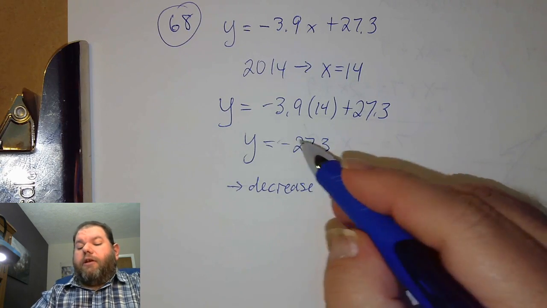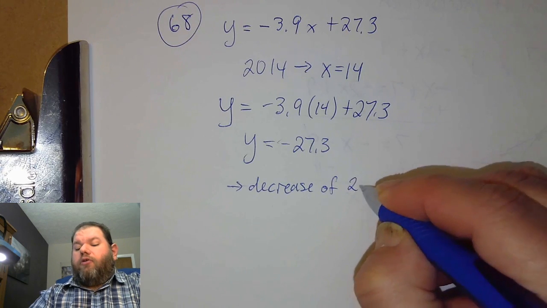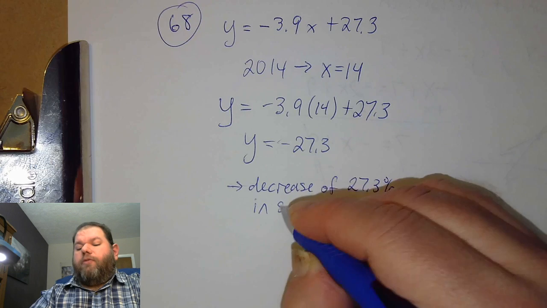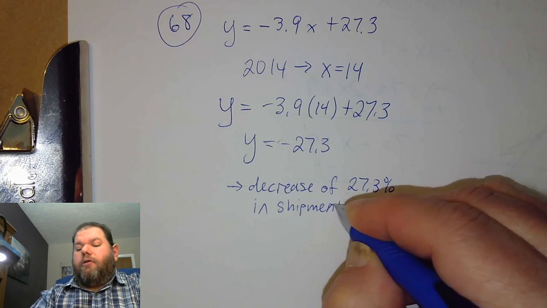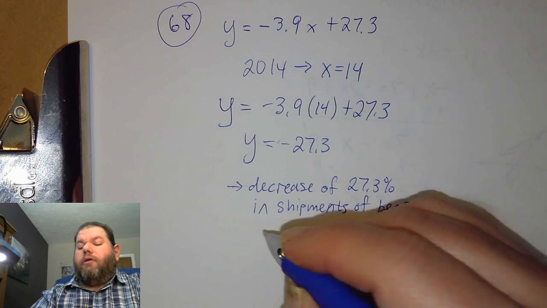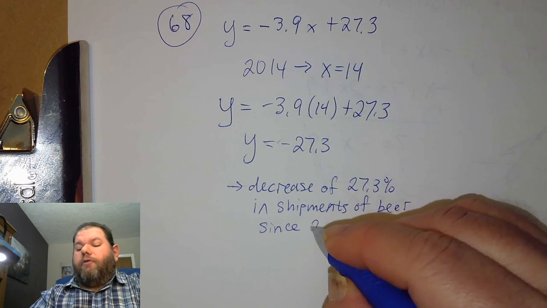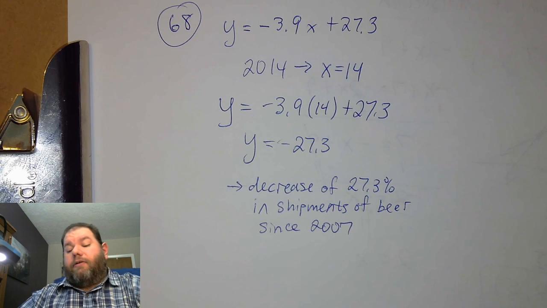So getting a negative 27.3 means we have a decrease of 27.3% in shipments of beer since 2007, which is what the equation is describing.